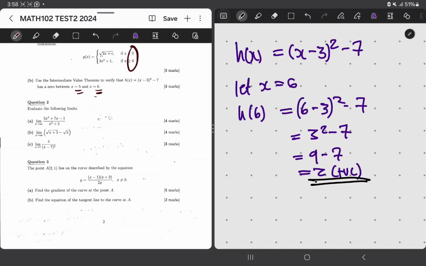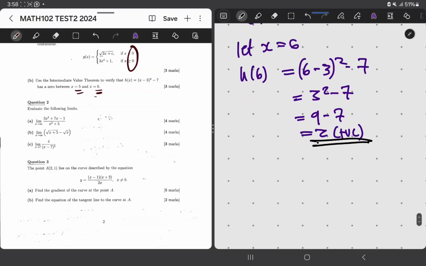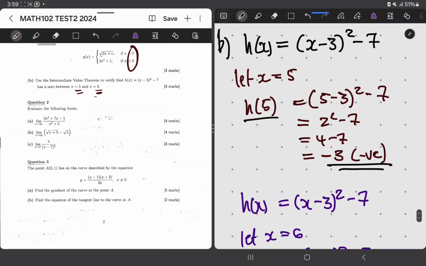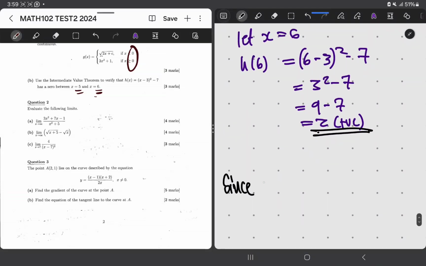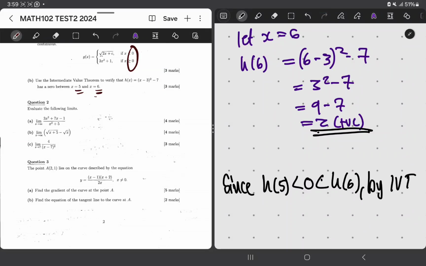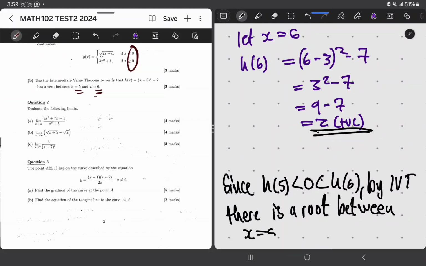Now if there is a sign change, you now need to know how to write that. How do you write that? You now say since, which one gave you a negative? You go to the one that gave you a negative. It is h of 5. So you're going to say now, since h of 5 is less than 0, which is less than h of 6. Okay, so h of 5 is less than 0, which is less than h of 6. Now you're going to say by IVT, you can write it in full, by intermediate value theorem, there is a root between x equal to 5 and x equal to 6.